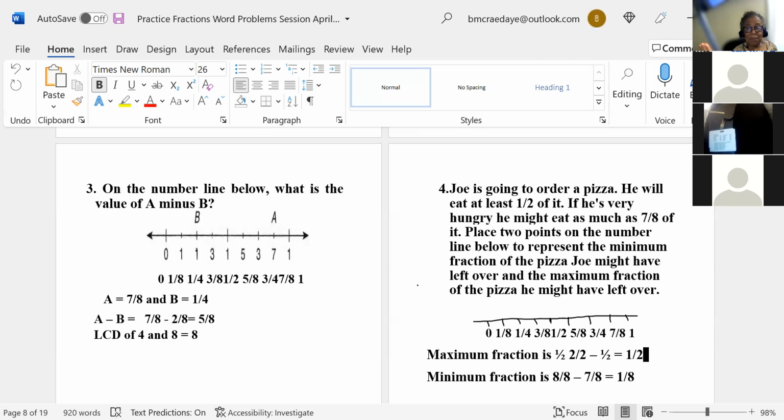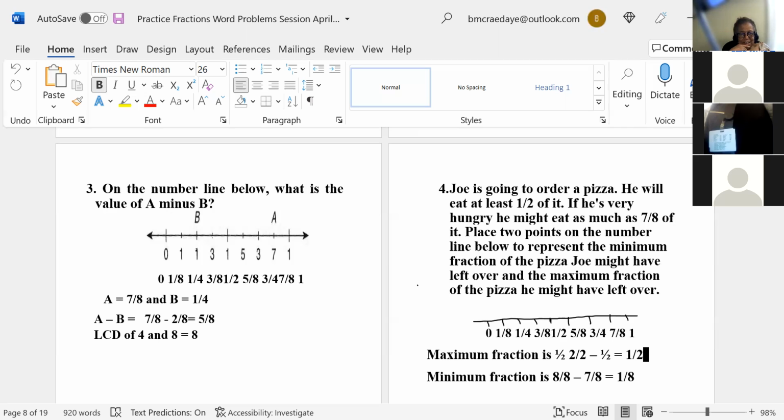Let's think of it this way. If the pizza was 8 slices and he ate 7 slices, he'd have 1 slice left, right? That's why I said seven from eight is one. If he ate 4, he'd have 4 slices left. Which says the maximum fraction of the pizza he might have left over is a half.